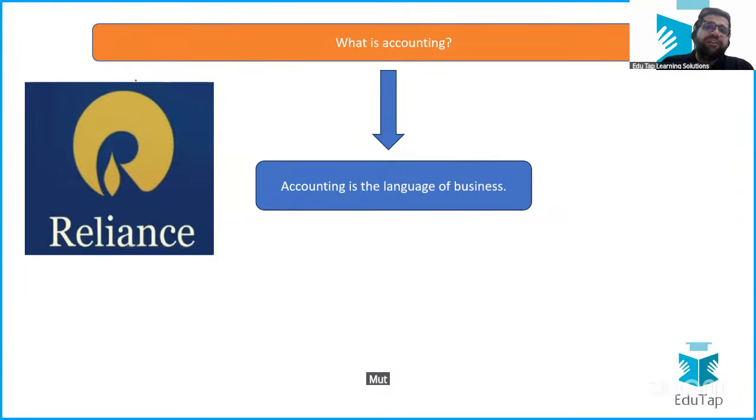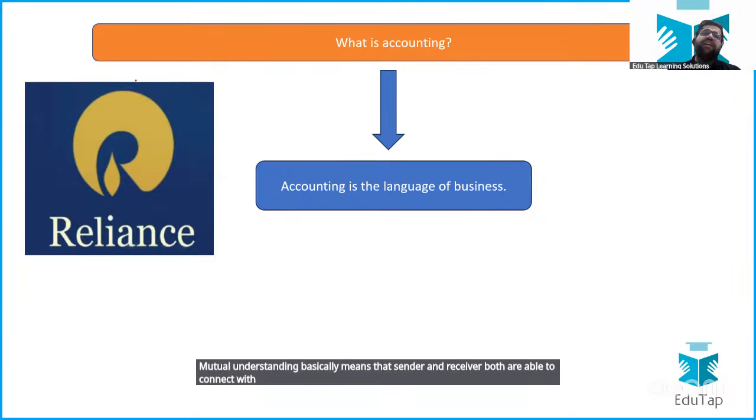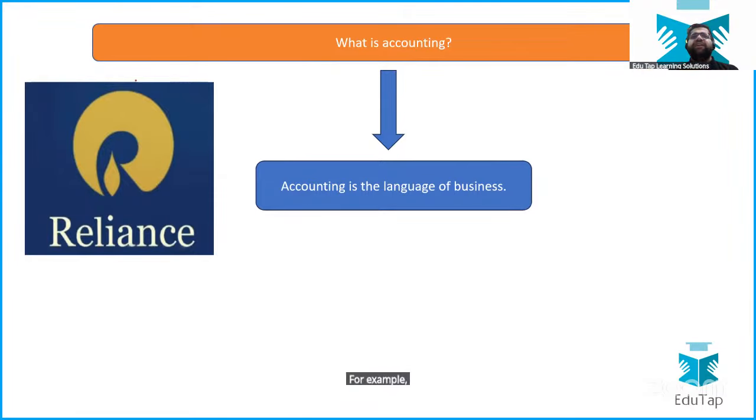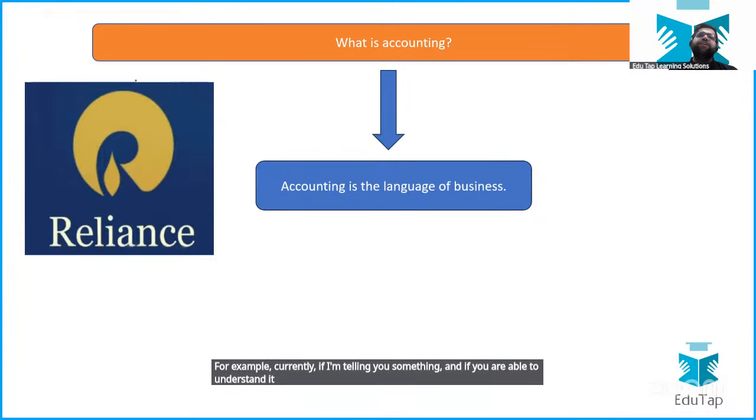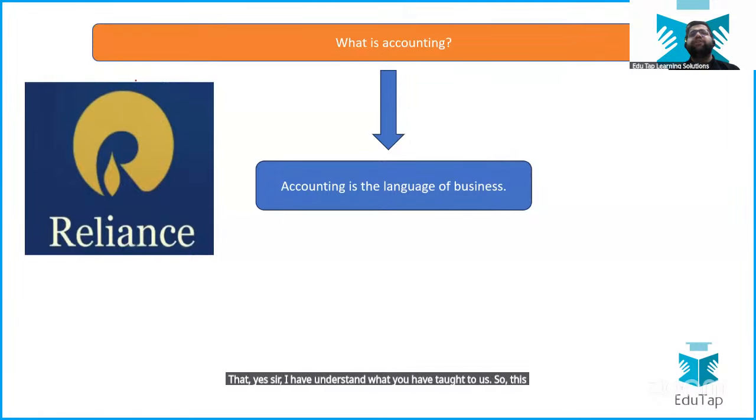Mutual understanding basically means that sender and receiver both are able to connect with each other and are able to understand what they are trying to communicate. For example, currently, if I'm telling you something and if you are able to understand it, and if you give me your feedback that, yes, sir, I have understood what you have taught us, this is mutual understanding. We both have come on one particular common ground, right?